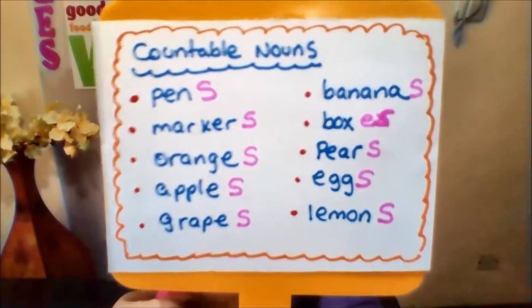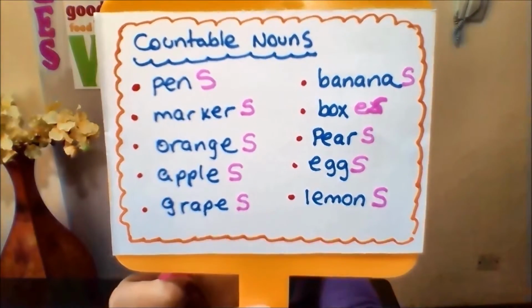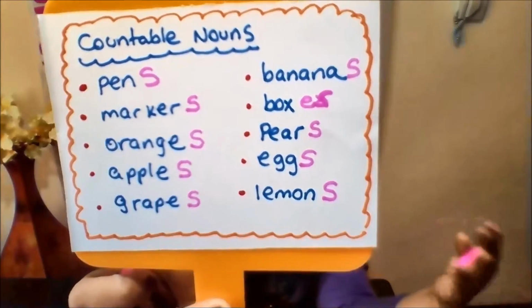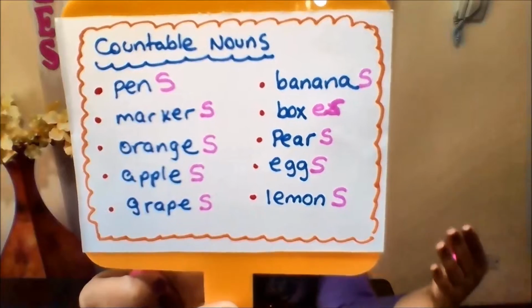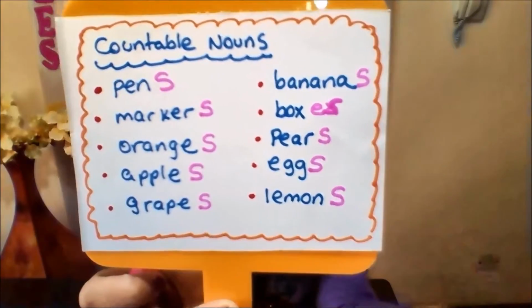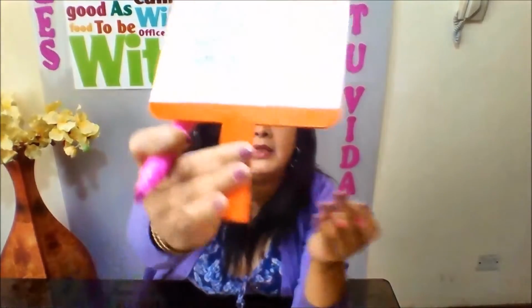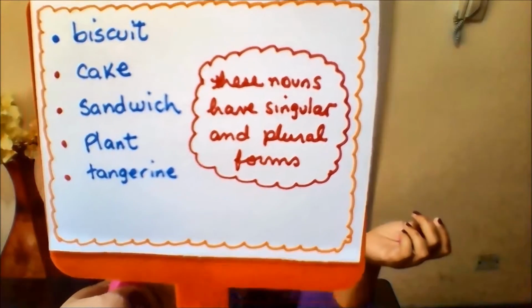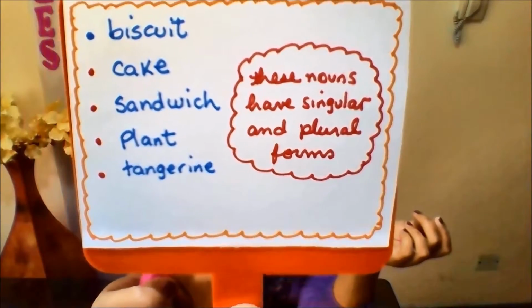So you have pens, markers, oranges, apples, grapes, bananas, boxes, pears, eggs, and lemons, no? They have singular and they have plural forms. Another example here, we have another list. Cerquita. We have, for example, biscuit.